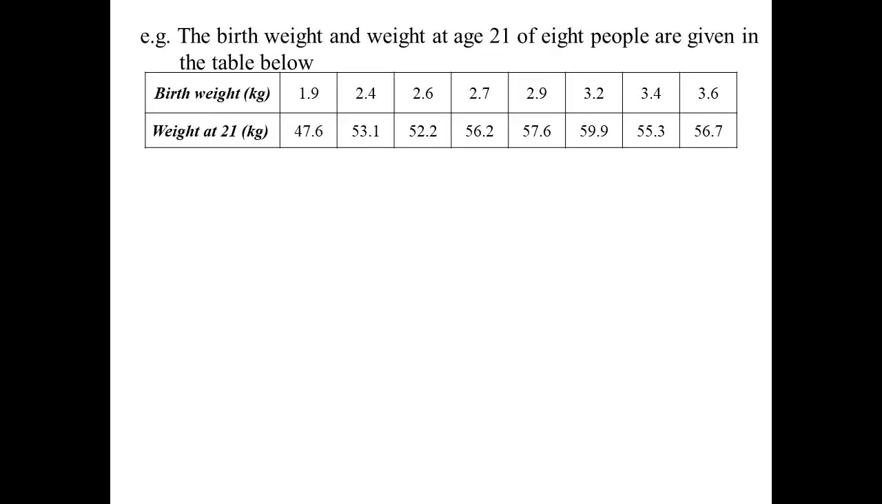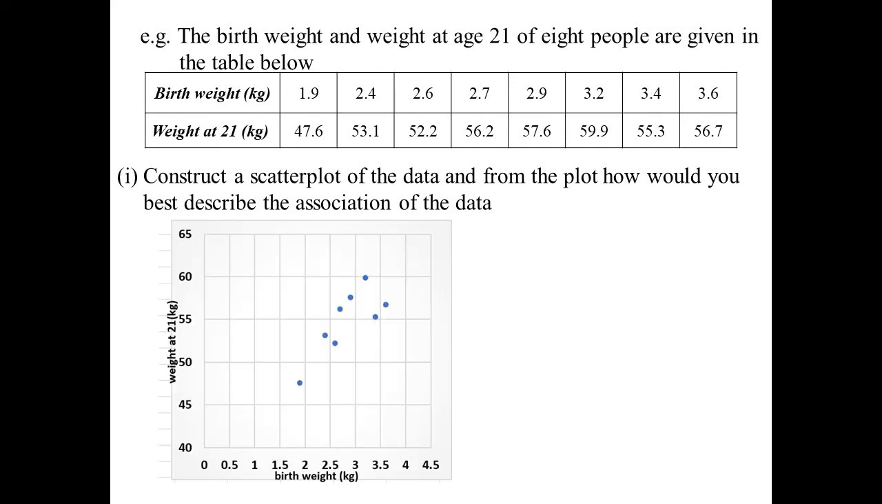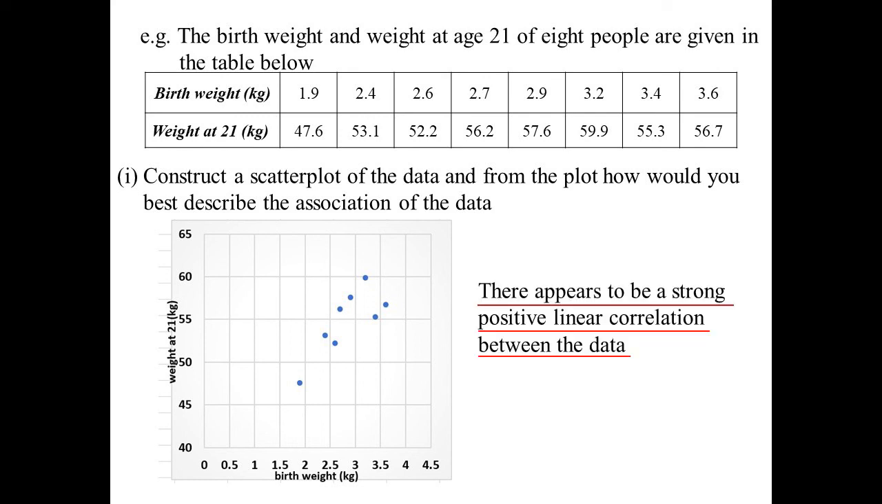Let's do this example. The birth weights, and then they went back 21 years later to those same people that they weighed at birth and recorded how much they weigh at age 21. And so there they are. First thing we're going to do is draw a scatter plot and see exactly what it looks like. There's our scatter plot. I've put birth weight on the horizontal axis and age 21 on the vertical axis. Just visually looking at that, it certainly looks linear, and I'd say it looks like a strong linear correlation. Just visually looking at it though is not really good enough. We want to come up with that number.